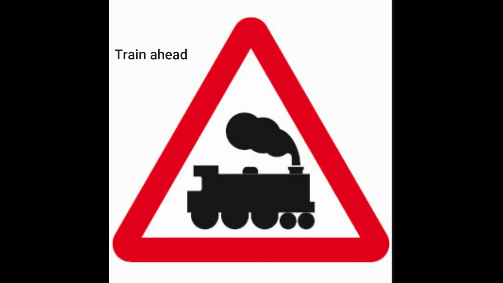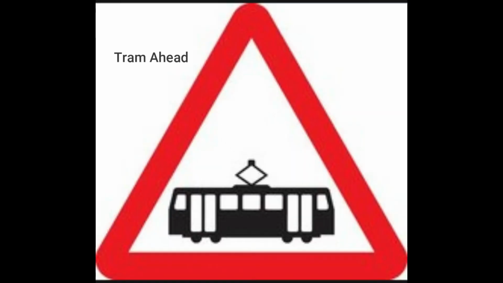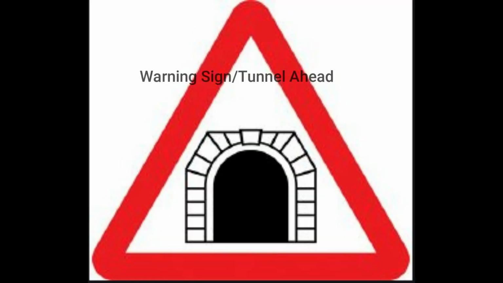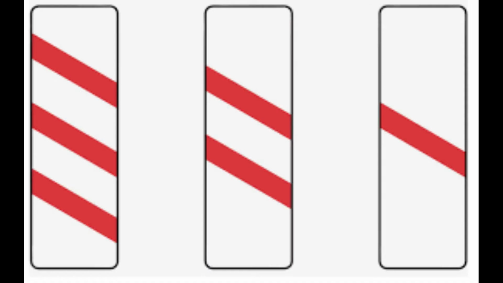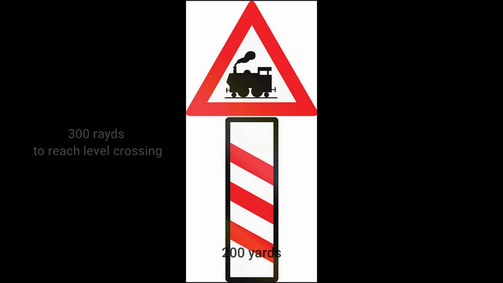Train ahead. Tram ahead. Tunnel ahead. These stripes here mark the distance between your position and the level crossing ahead of you, represented in yards. One stripe means 100 yards, two stripes mean 200 yards, three stripes mean 300 yards. So with three stripes, 300 yards is the distance between you and the level crossing ahead.